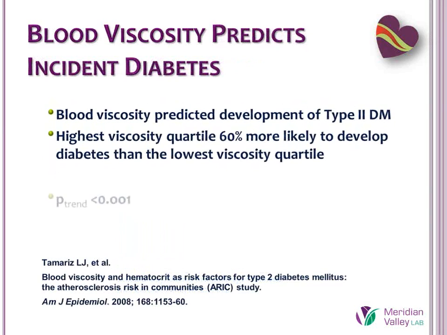And this was a prospective study, a very large prospective study of almost 13,000 people, initially non-diabetic adults aged 45 to 64 years, and they were divided into quartiles by viscosity. Those with the highest viscosity were much more likely to develop diabetes.